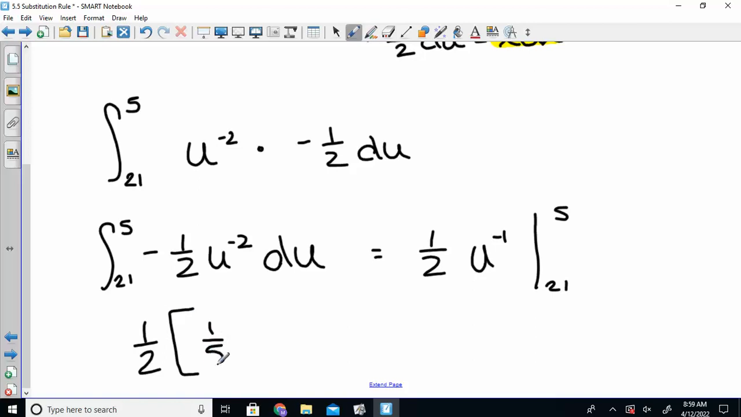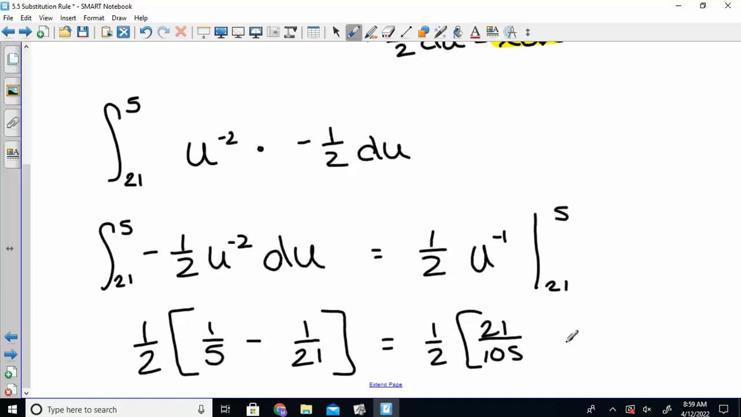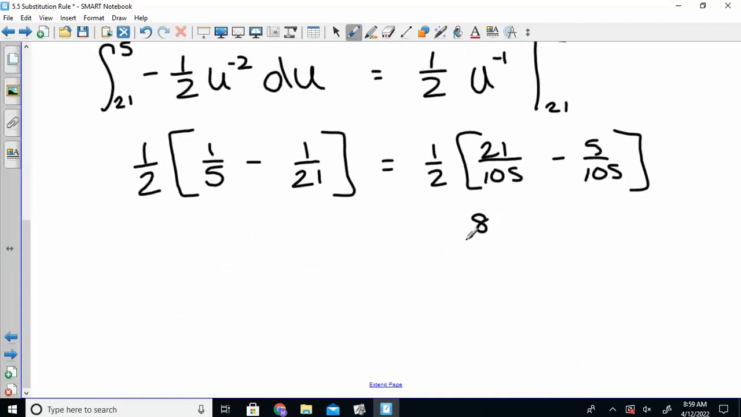So 5 to the negative 1 is 1/5. 21 to the negative 1 is 1/21. So if we evaluate this, and you could use a calculator right here if you had to, we get 16 over 105 times 1/2. So 8 over 105. So yesterday we always had to change our u back to an x. As long as you find the new upper and lower limits on a definite integral, you don't have to go back to x.